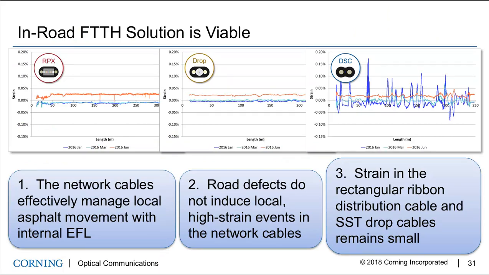These three figures are the same three I had up on the previous slide, just showing them next to each other. We can see from these figures that the network cables, the RPX and the SST drop, show very little strain variation along the length, and that these network cables manage the local asphalt movement with internal ESL. And we see that these road defects do not induce these local high strain events in the network cables. And we see that the strain in the rectangular ribbon cable and the drop cable remains small.